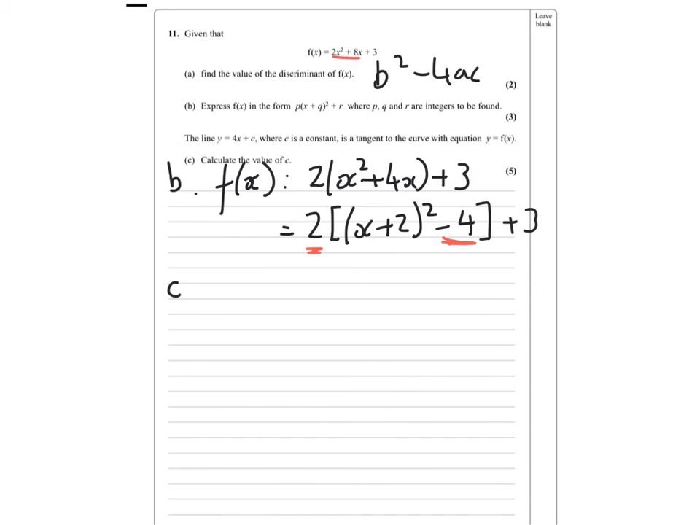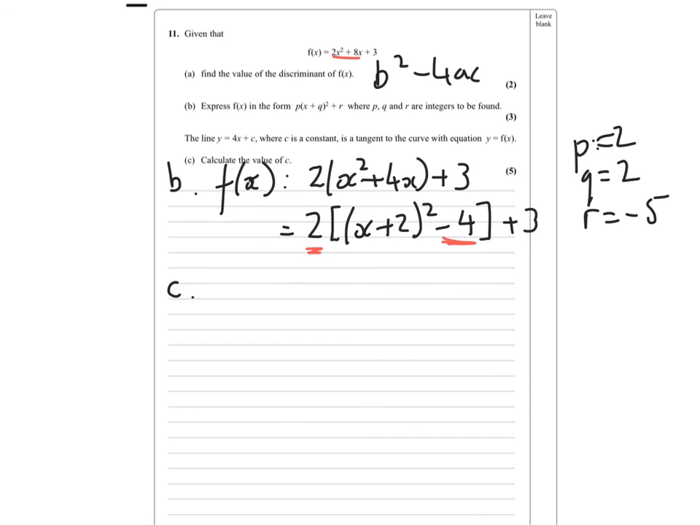Alright, now part C, oh sorry, I should have said you should have P equal to 2, Q was also equal to 2, and R should be equal to minus 5 or negative 5. Alright, if you don't get those answers, go back and check your workings.